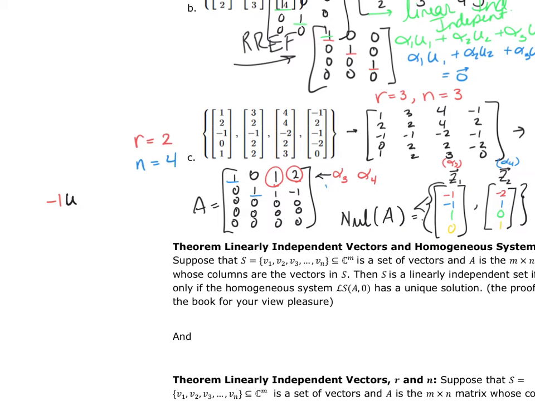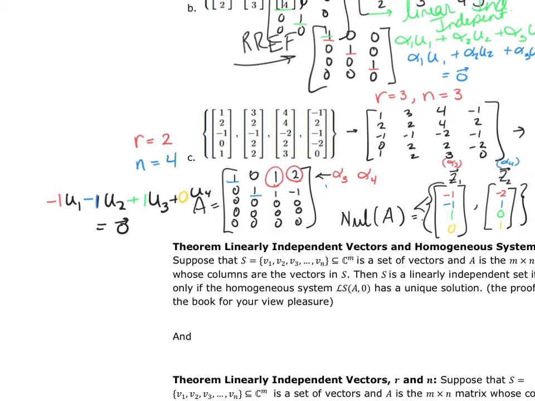U1, minus 1 U2, plus 1 U3, plus 0 U4 will give me the 0 vector. And I got all that information right here.